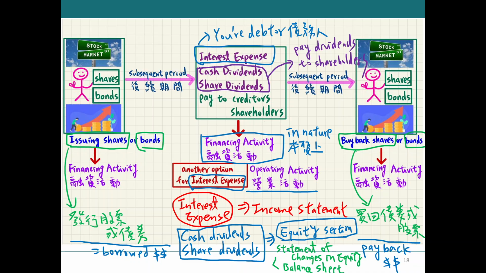Okay? So interest expense, you have another option. You could put it into operating activities. But cash dividends and share dividends don't have another option, because these two are not on the income statement. Since they are not on the income statement, they don't have another option. Okay? Any questions?